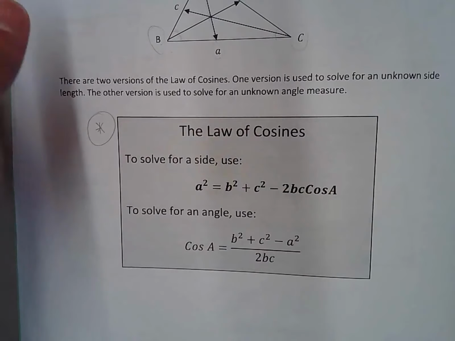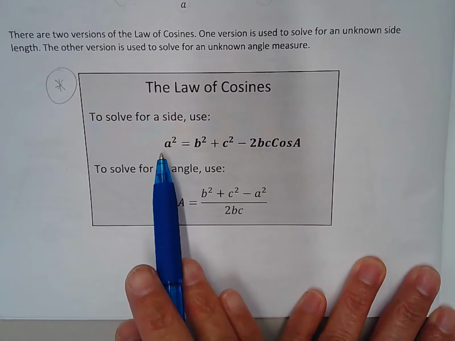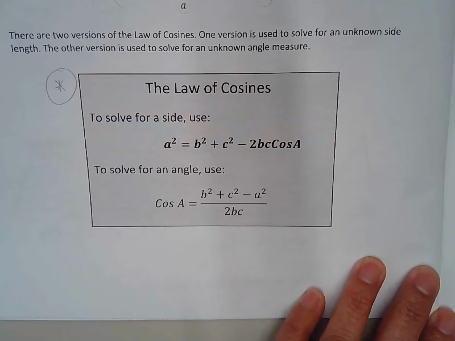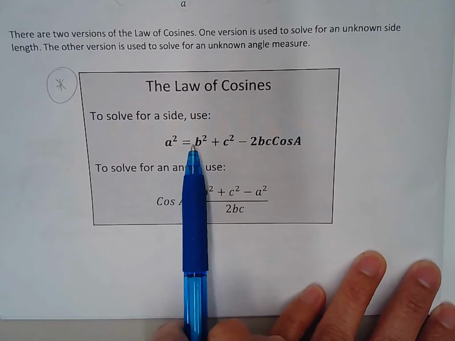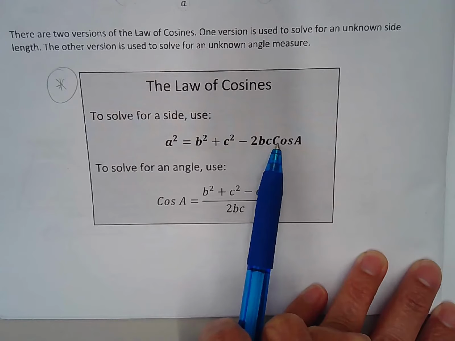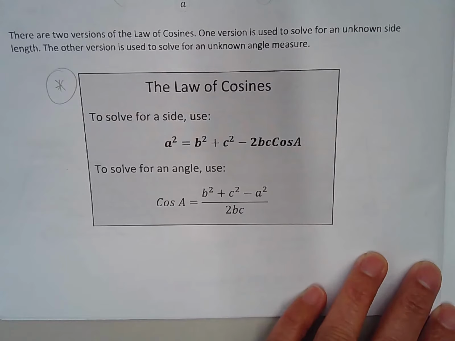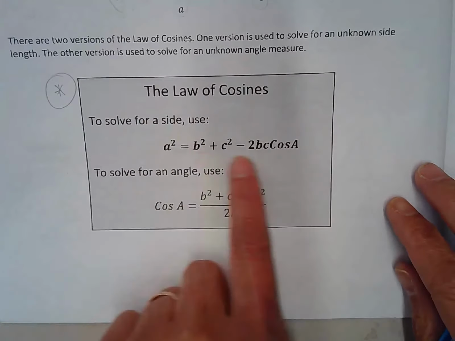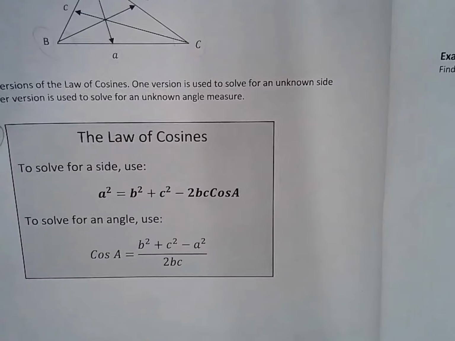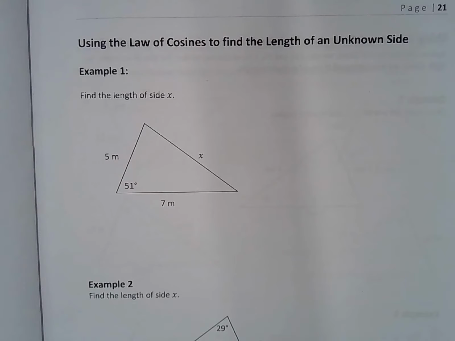Okay, so looking at the formula, do you notice something? You see a squared equals b squared plus c squared minus 2bc cos of angle A. Angle A. We're going to do this one first in the first two examples. Okay, here we go. Ready.